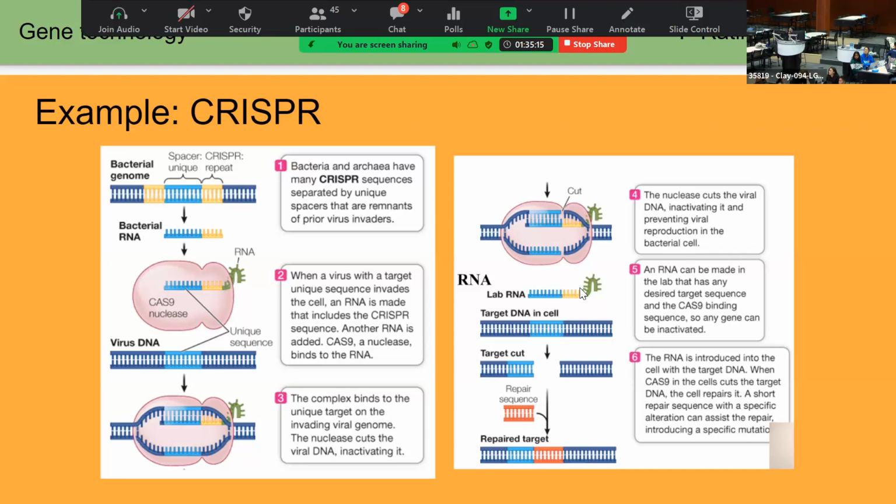So an RNA can be made in the lab that has any desired target sequence and the Cas9 binding sequence. It's basically like inactivating the gene. Once this is done, you can assist repair as well, so you can put in a repair sequence. But what this basically does is take out this gene so it becomes inactivated. So if it's faulty or a mutation, you won't see the effects of it. So that's where CRISPR-Cas stems from, bacterial viral origins, but we can see how we can use that for DNA therapeutics as well.